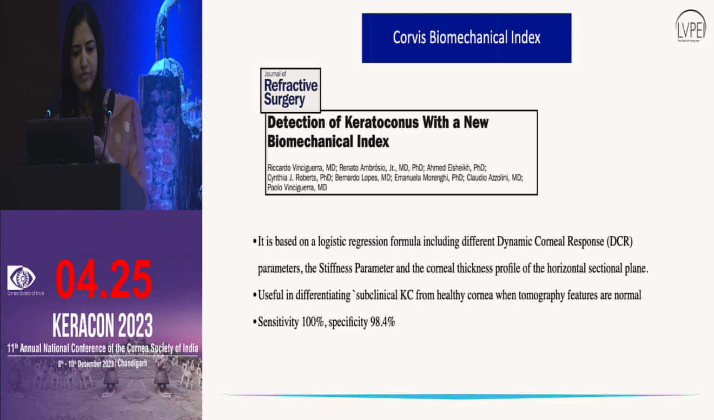And then what is Corvis biomechanical index? It is an AI based index which is based on a logistic regression formula, including the different parameters that were seen in the DCR reports. And what it does, it differentiates subclinical keratoconus versus a healthy cornea when your corneal topography is essentially normal, and studies have shown its sensitivity to be around 100% and around a 98% specificity.